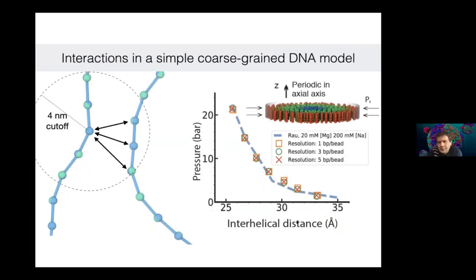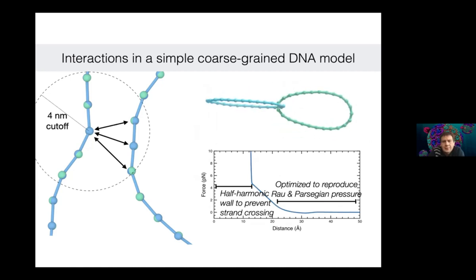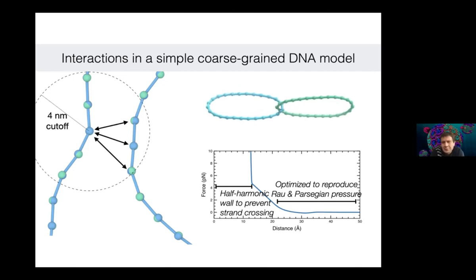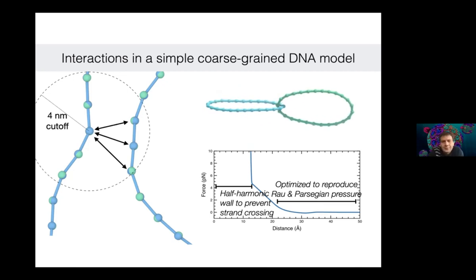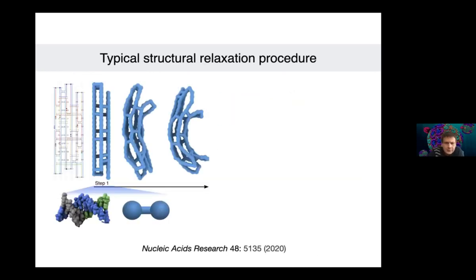Basically, we used, again, this Rao-Parsegian model. So we get the same pressure in the DNA array regardless of the resolution, whether it's 1, 3, 5, 10 beads per fragment. And we also made sure that they cannot cross. That was actually important, because with many coarse-grained models you would have crossing between DNA molecules. And okay, so it actually works.